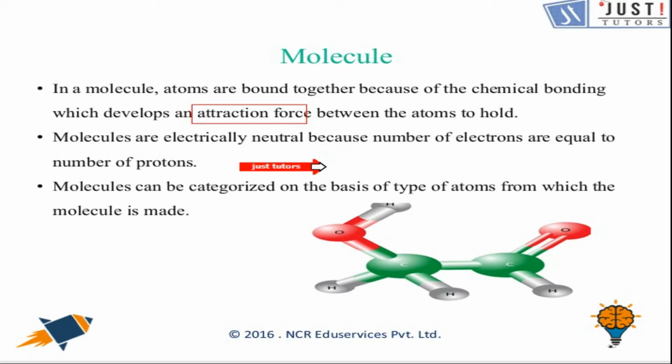Molecules are electrically neutral because the number of electrons is equal to the number of protons. As we discussed in our previous lesson, every atom has a nucleus, and inside the nucleus protons and neutrons exist, and as they are in equal numbers, they become neutral. An electron revolves in the orbit of that particular element. It is a negatively charged particle, you can say. Molecules can be categorized on the basis of the type of atom from which the molecule is made.